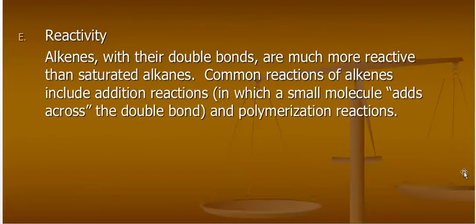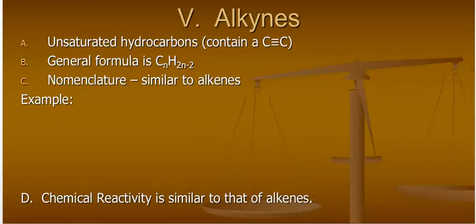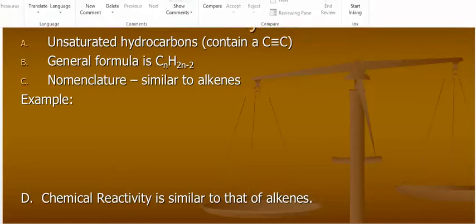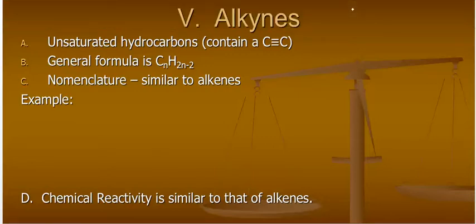Reactivity. Alkenes with double bonds are more reactive. And we'll look at some reactions with alkenes in the second part of organic. Alkynes. These are unsaturated. They contain a triple bond. The general formula is CnH2n-2. Let's look at an alkyne.